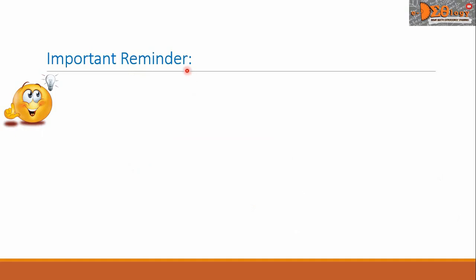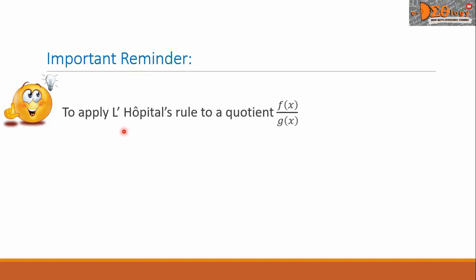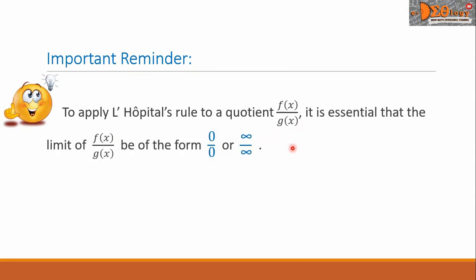There is an important reminder here. To apply L'Hopital's rule to a quotient f of x over g of x, it is essential that the limit of f of x over g of x be of the form 0 over 0 or infinity over infinity.